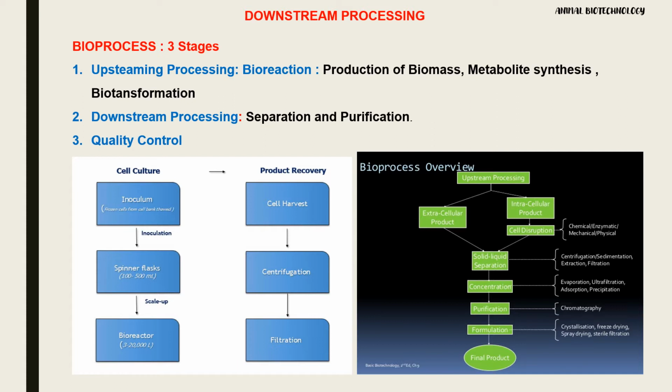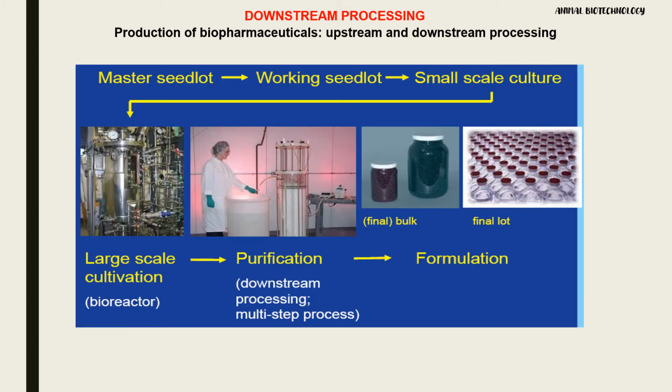This is followed by concentration and extraction of the product. This will be determined by the physicochemical properties of the product, for example, size, charge, hydrophobicity, to name some. Next, formulation of the purified product is done, followed by quality evaluation. The figure here shows the steps for production of biopharmaceuticals, both upstream and downstream processes.